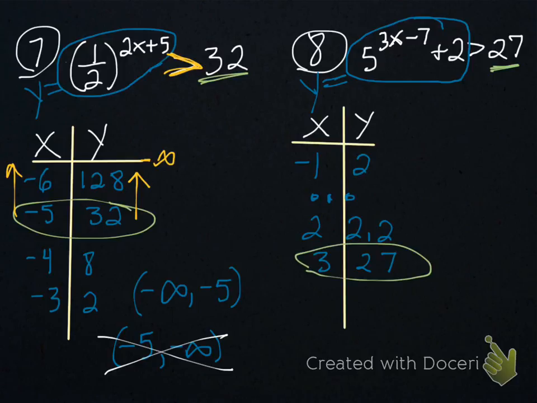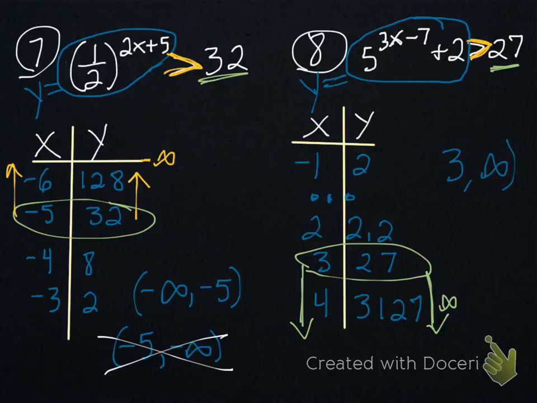Okay, let's do one more. 4 is, wow, 3,127. So which way am I looking? Greater than. I want to know where it's bigger than 27. Well, that's going to positive infinity. So what is the domain for that? I start at my x value, which was 3, and I'm going to positive infinity. They both get parentheses because the inequality symbol did not have an equal to.